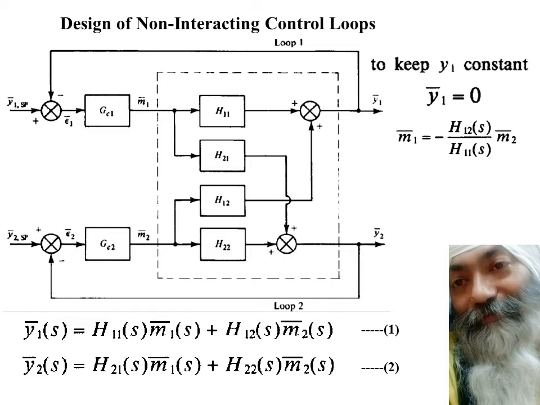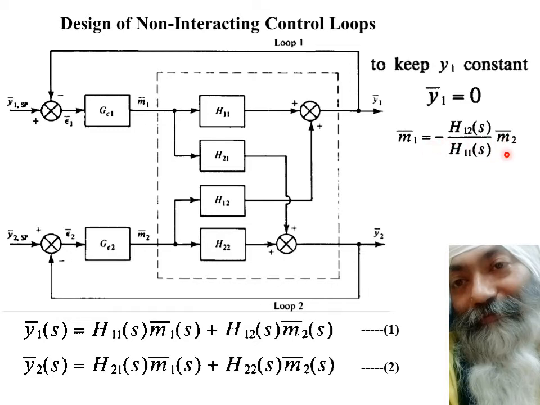This m1 is equal to minus, as you can see, h12 upon h11 multiplied by m2. Now, this is a philosophy. This is the philosophy behind decoupling, and we will see that we have known what is the effect of m2, as its equivalent effect on m1.